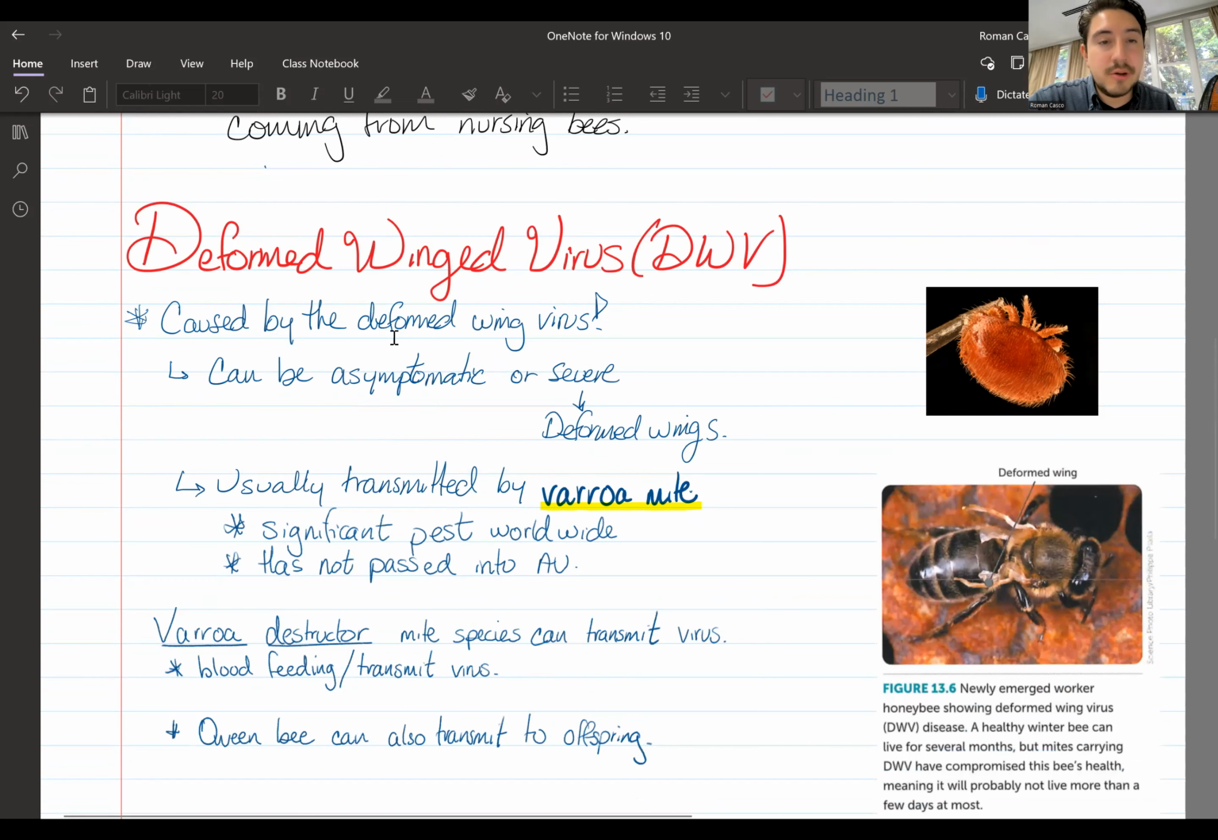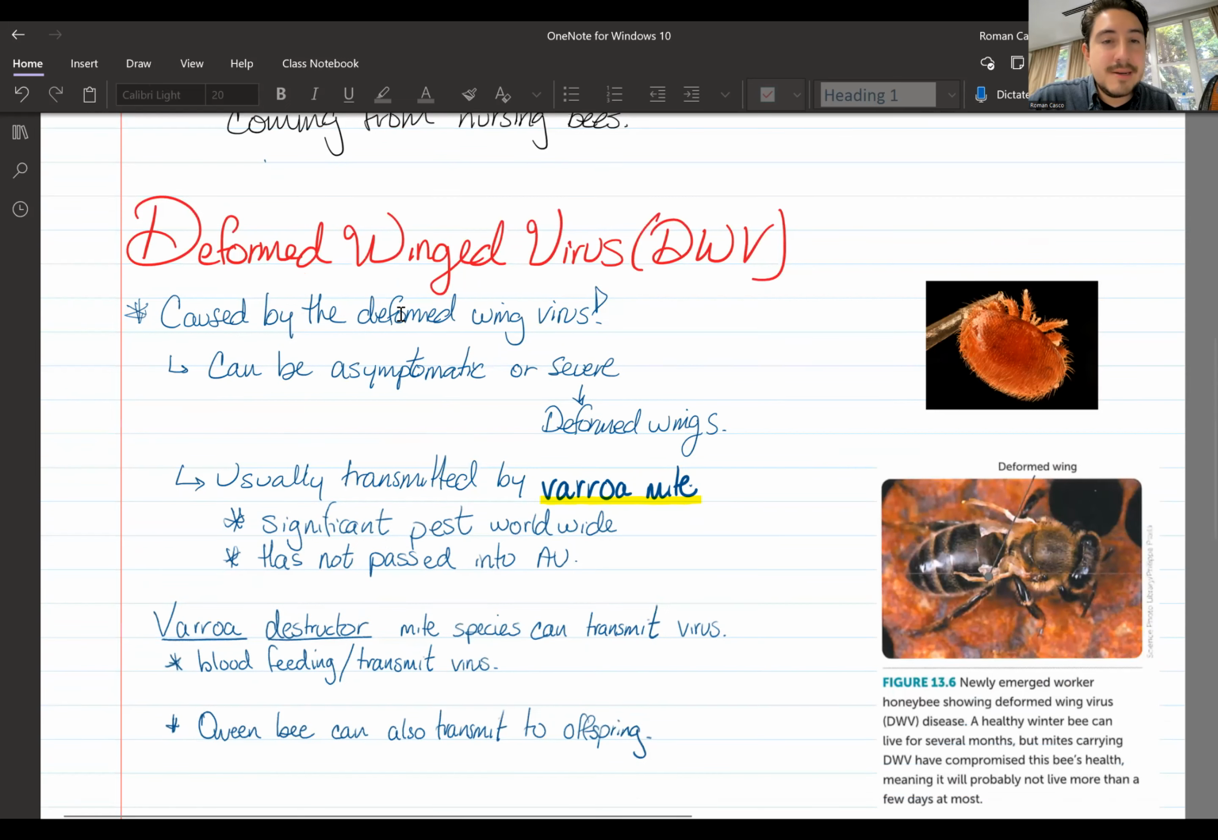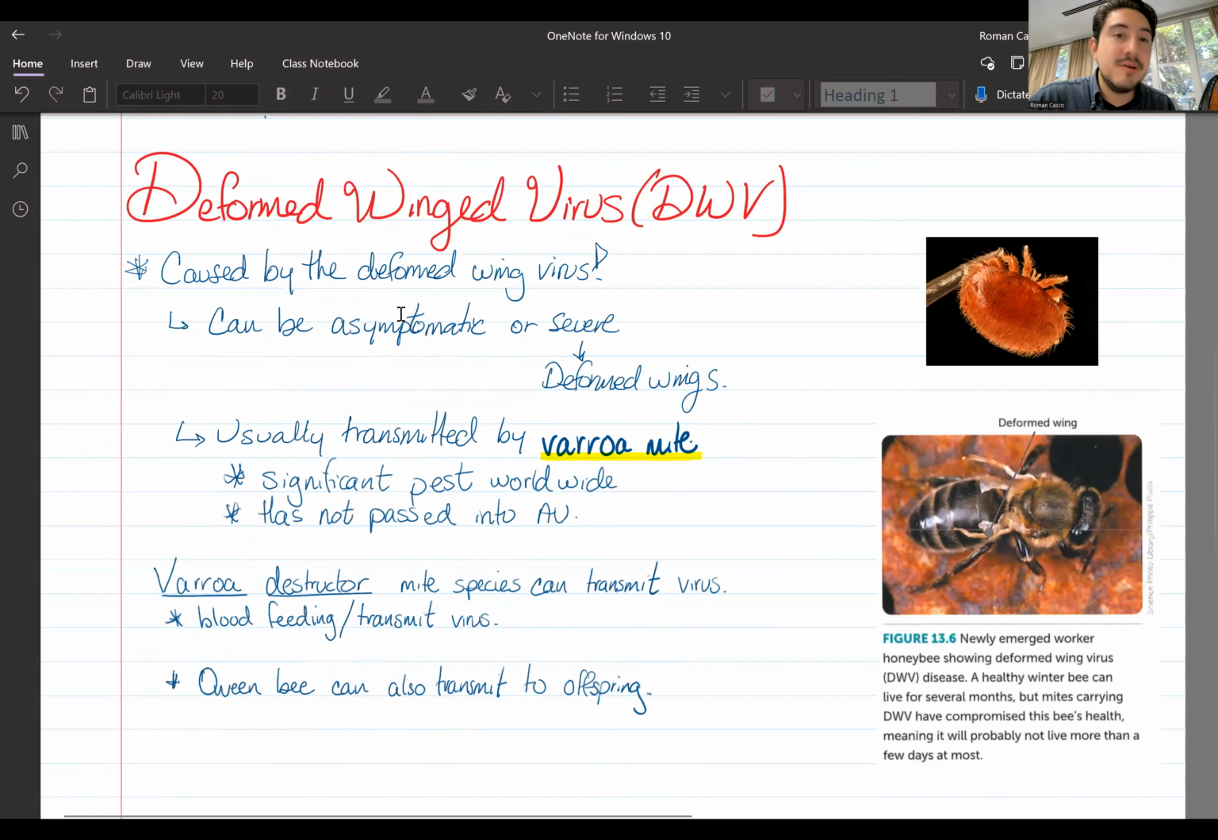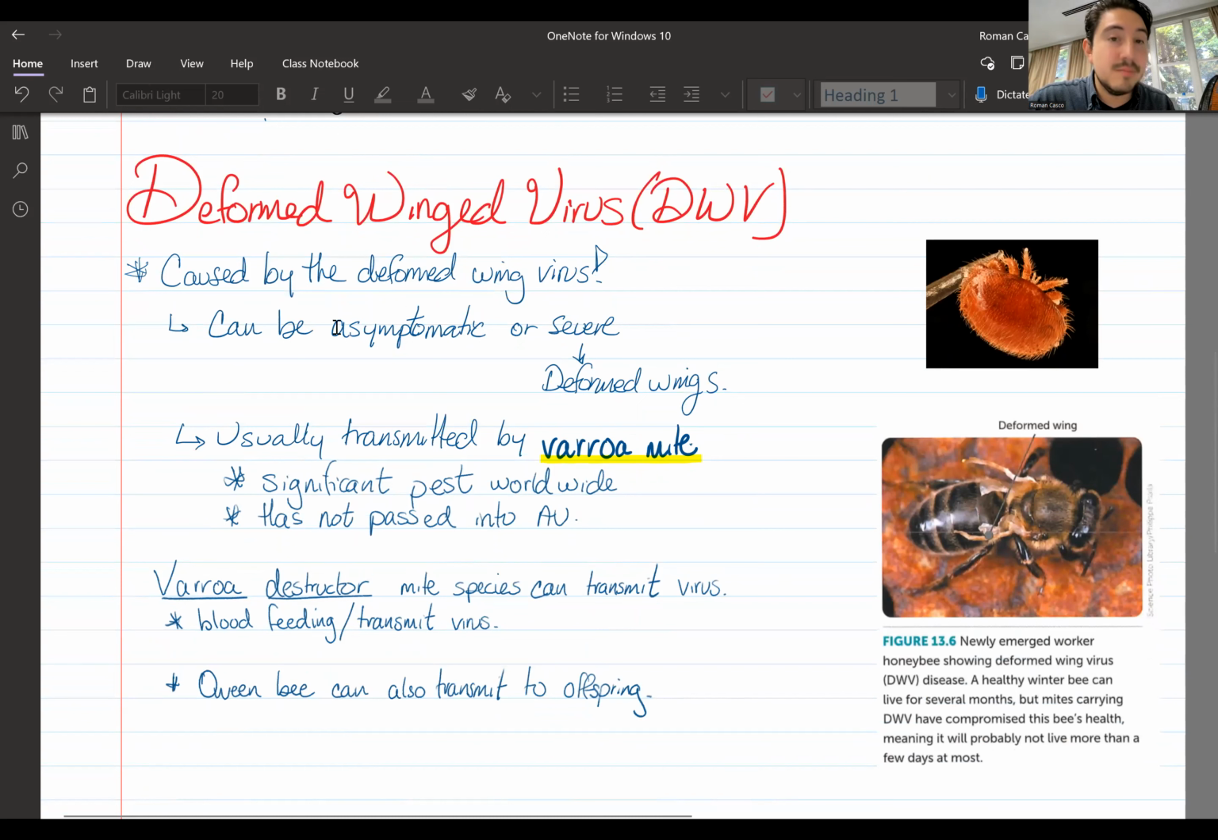Deformed wing virus disease is caused by the deformed wing virus. Symptoms could vary from being asymptomatic to severe. In severe cases, you have a defective wing, basically no wing, just a certain kind of fibrous tissue there, and you're unable to fly. That's why it's called deformed wing virus.